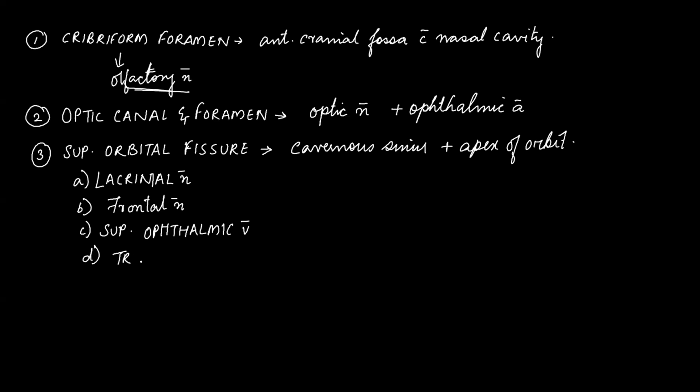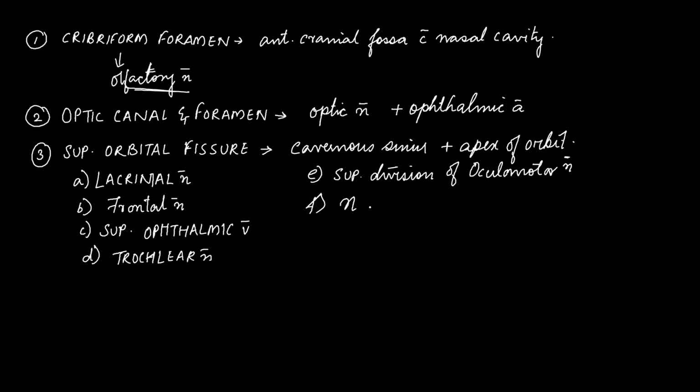Fourth one, we have the trochlear nerve. Then we have the superior division of oculomotor nerve. Then we have the nasociliary nerve. Again, nasociliary nerve is a branch of ophthalmic nerve. Lacrimal, frontal, and nasociliary nerve are basically nothing but the branch of ophthalmic nerve, the first division of trigeminal nerve. Okay, next one is the inferior division of oculomotor nerve.